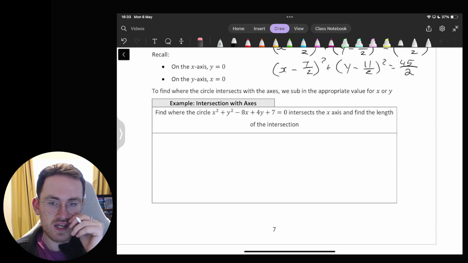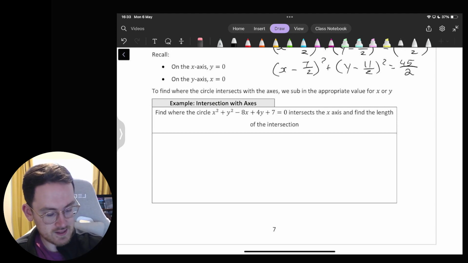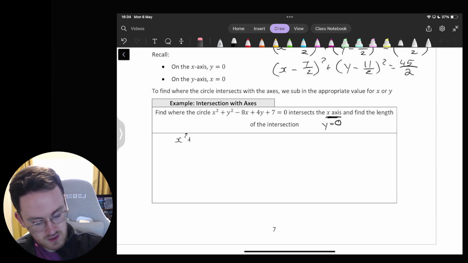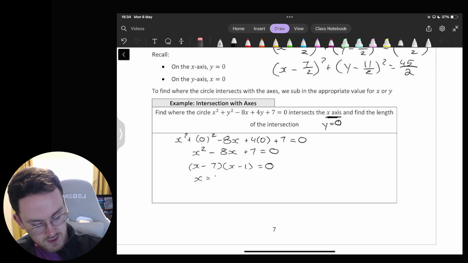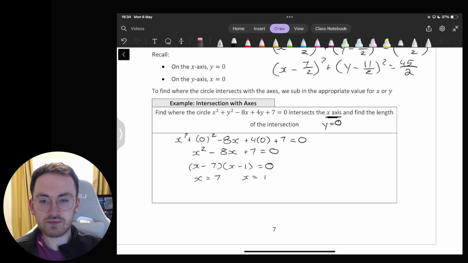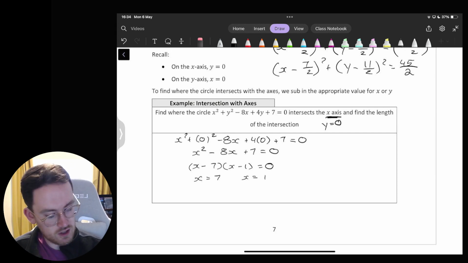So say in this example here, we're asked to find where the circle intersects the x-axis. So I know if the circle's on the x-axis, that would be y equals 0. So let's sub in y equals 0 into the equation of the circle to see what the x value is that corresponds with that. So when y is 0, what is the x value? I get x squared minus 8x plus 7 equals 0. So I get (x minus 7)(x minus 1) equals 0, so x equals 7 and x equals 1. Okay, so the 2 points that I have there are 7 and 1.